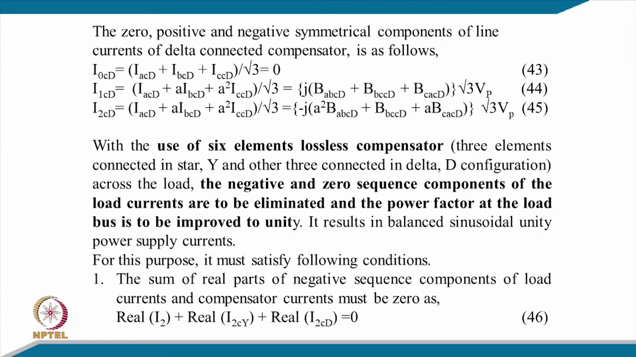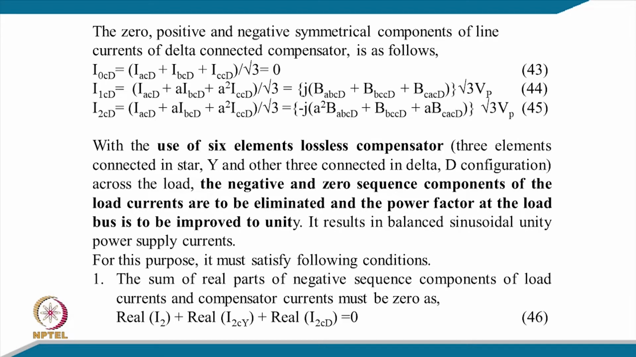And then the positive sequence current I1CD equals (IACD plus a IBCD plus a square ICCD) divided by root 3, and it can be written in terms of the lossless components which are shown in the circuit, j (BABCD plus a BBCCD plus a square BCACD) into Vp by root 3. And I2CD equals (IACD plus a square IBCD plus a ICCD) divided by root 3, and you can keep the value of this current in terms of the susceptances. So, j can be taken out, and in brackets (BABCD plus a square BBCCD plus a BCACD) into Vp by root 3.